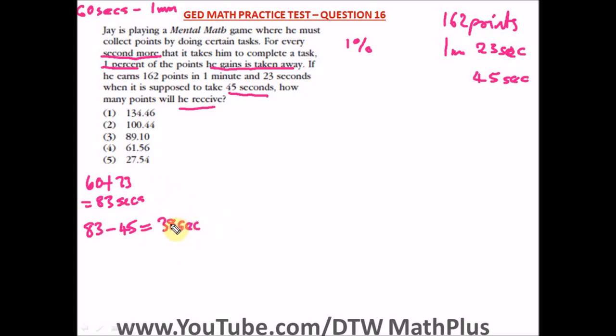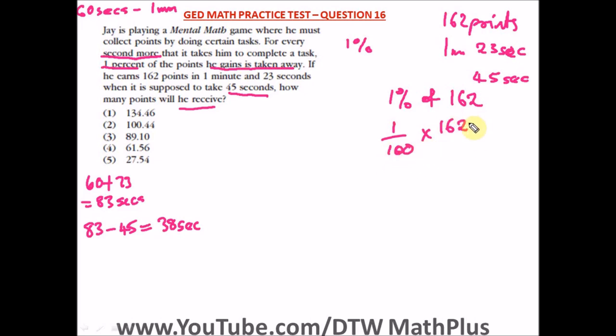The question also says that for every second more, that's each second of this 38 seconds that it takes him to complete a task, 1% of the points he gains is taken away. So for each second he's spending more, 1% of 162 points is taken away. That's what this statement means. So we have to find what is 1% of 162. That will be 1 over 100 times 162.